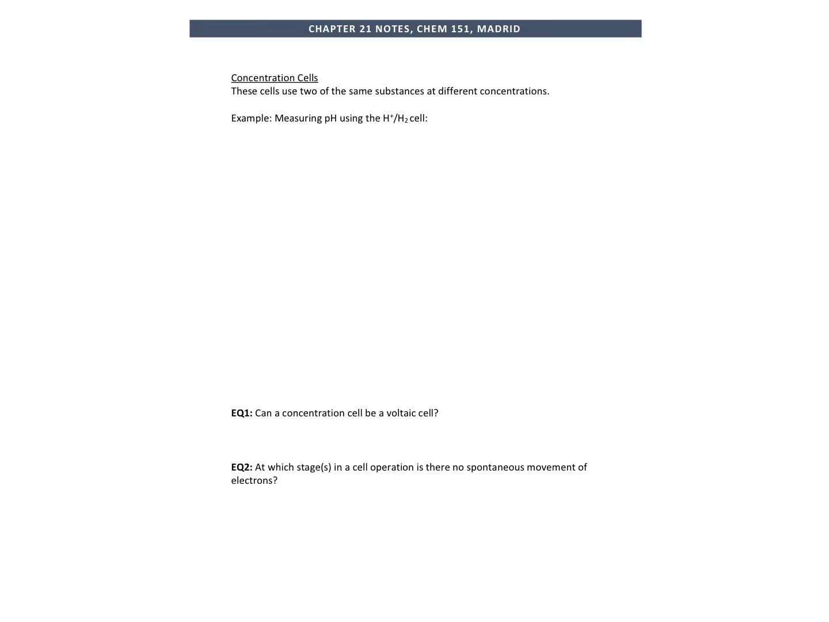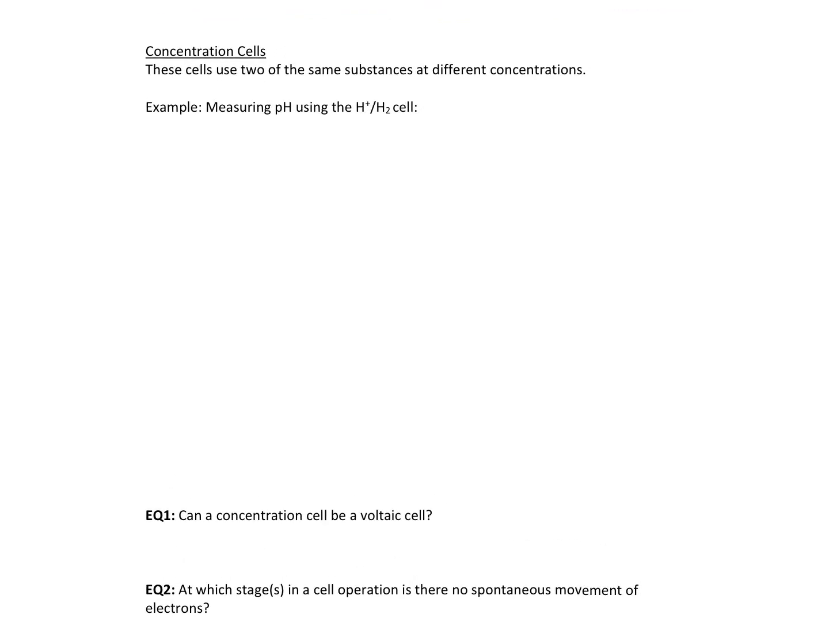Okay, for our last page for 21.4, we're going to look at concentration cells. Concentration cells are those that use the same substances but at different concentrations. For example, we're going to use a pH meter. How does your pH meter work? It uses a concentration cell. On one side you have H plus ion, and on the other side you have H2 gas.